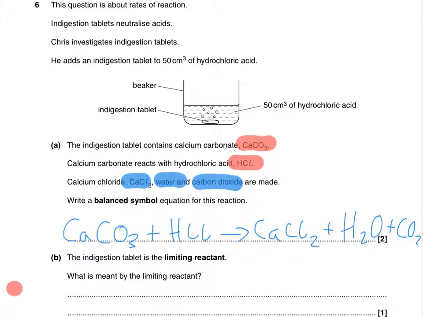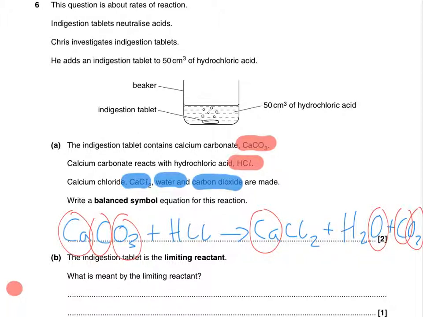All you have to do is have a look at what you've got on both sides of the arrow. Let's start with calcium. We've got 1 calcium on either side of the arrow. So that's fine. Leave that alone. Look at carbon. We've got 1 carbon on each side. Happy days. Look at oxygen. We've got 3 oxygens there, 1 there and 2 there, so there's 3 on that side. Bingo. Not a problem.